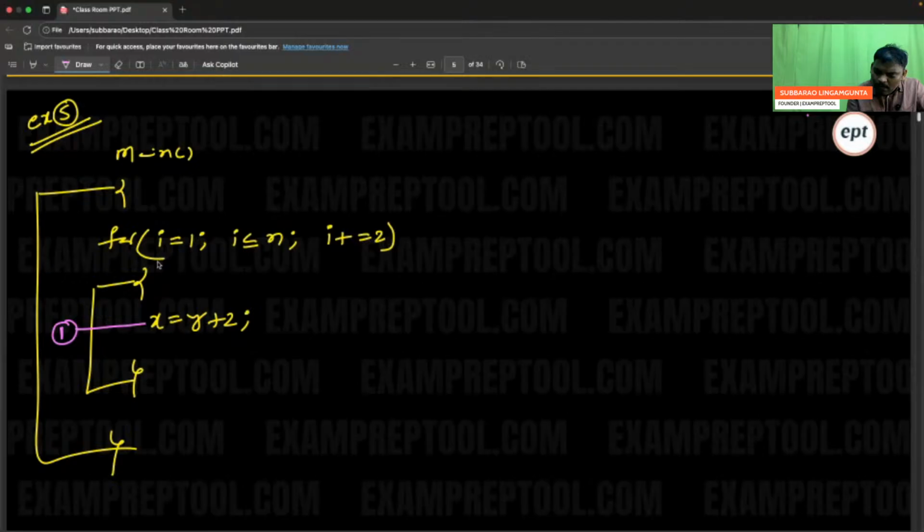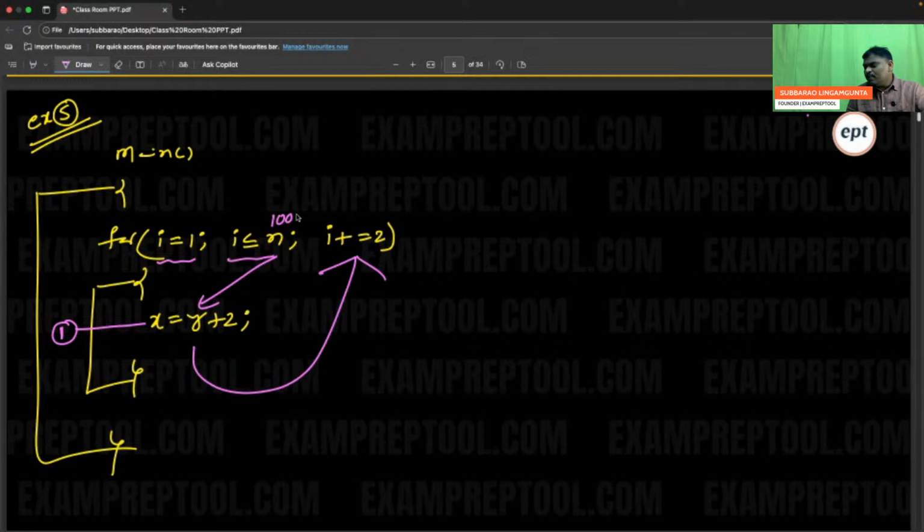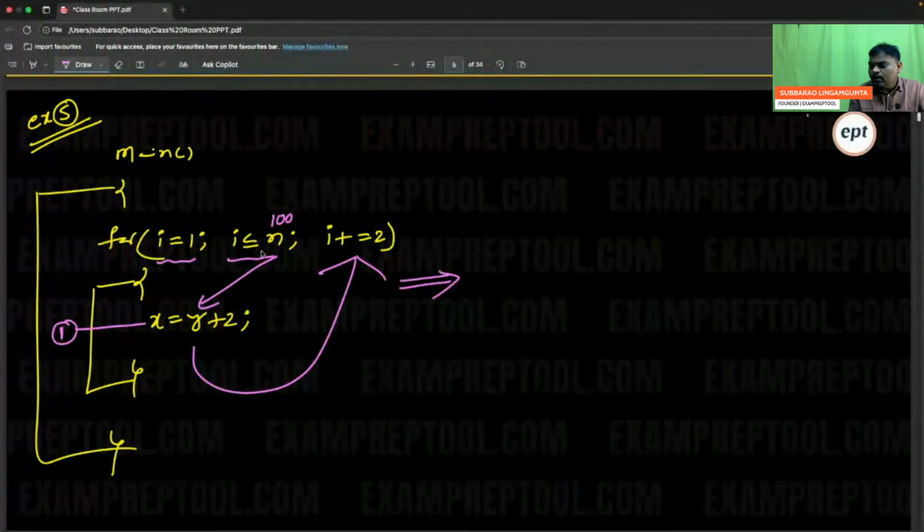Let's check. i = 1, 1 <= n, condition true. For every true, we execute the statement. Then every time i increments by 2. Let us assume n is 100. If i goes plus 1, plus 1, plus 1, this loop runs n times. If it goes plus 2, plus 2, it is a little faster, so 50 times.